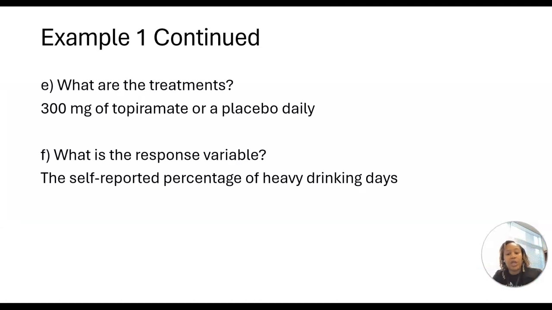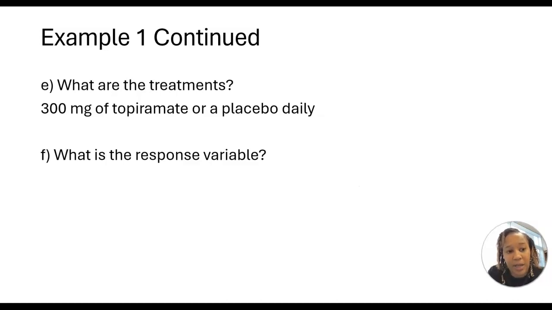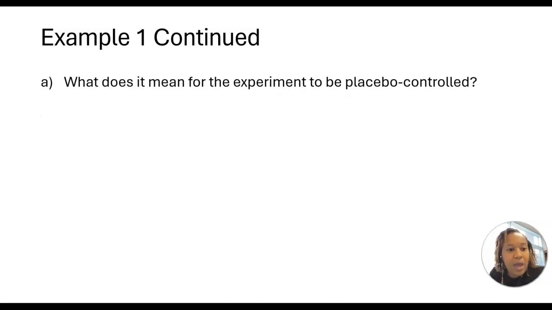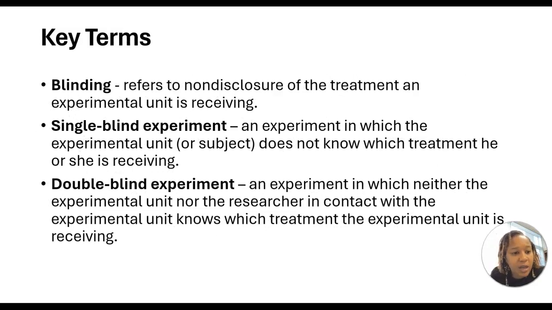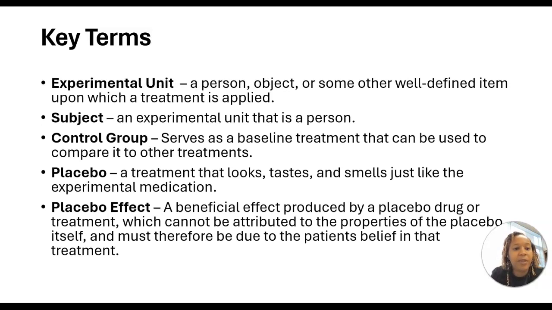So yeah, we just wanted to, in this video, identify the main topics of an experiment, and then make sure that we can understand them in an example. So just to go back, some of the terms we looked at were blinding, single blind, double blind, experimental unit, subject, control group, placebo, placebo effect. So anytime you read a study, you need to be able to understand these terms so that you know what in the world they're talking about in that study.